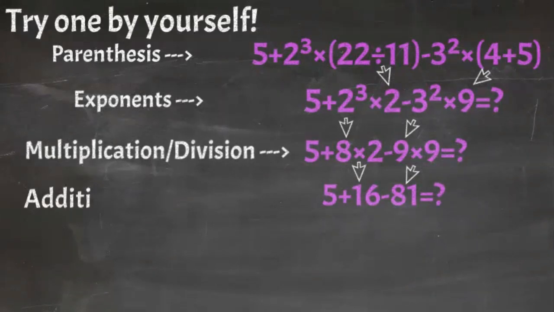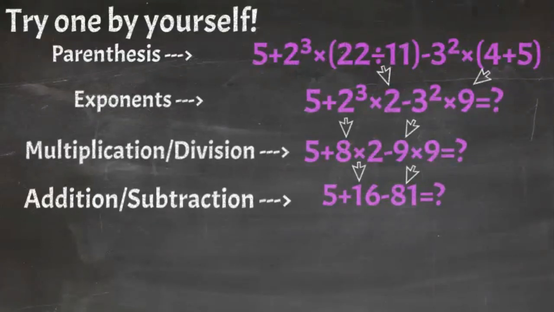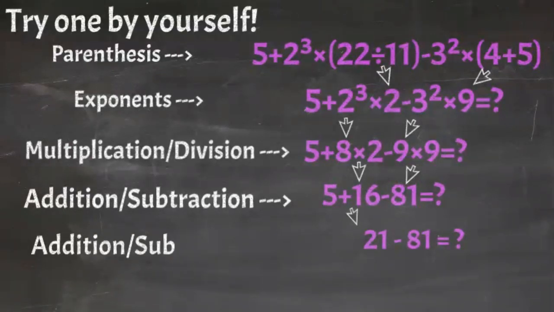So now we do addition and subtraction from left to right. And we get 5 plus 16, and that equals 21. So we get 21 minus 81. And now we do addition and subtraction one more time. And in this case, it's subtraction, so we do 21 minus 81. And we know that that is negative 60.